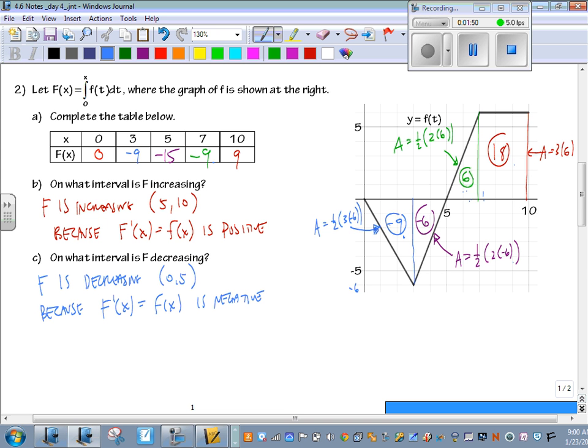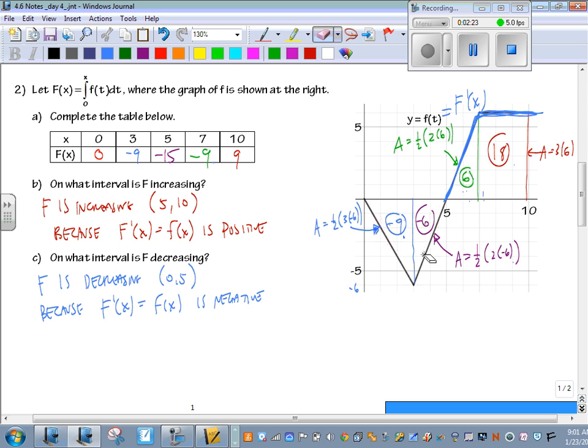All right, then on what interval is f increasing? Well, we talked about that in the last one. It's increasing when the derivative is positive. So again, the derivative of capital F of x is little f of x, which is this graph, right? So this is the derivative of F of x. And that derivative is positive, the y value is positive, from 5 to 10. And then it's negative from 0 to 5, so that's where it's decreasing.